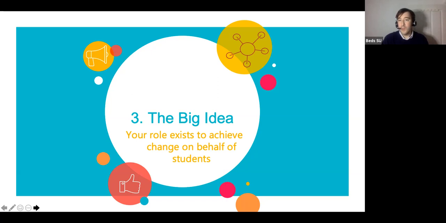The final part of this presentation is to talk about the big idea of students' unions. There are students' unions at every university in the UK. So there are hundreds of them. And there are hundreds of executive officers elected every year to work on behalf of students. And there are thousands of staff who work in students' unions as well. Some unions are really big organisations. Some are much smaller. BEDS SU is around the middle.